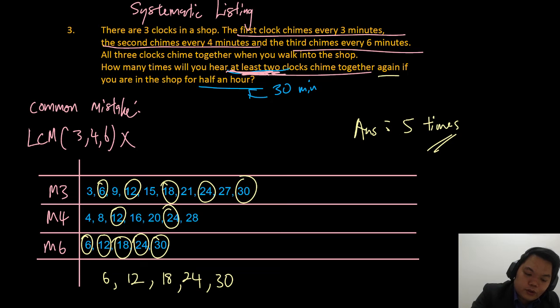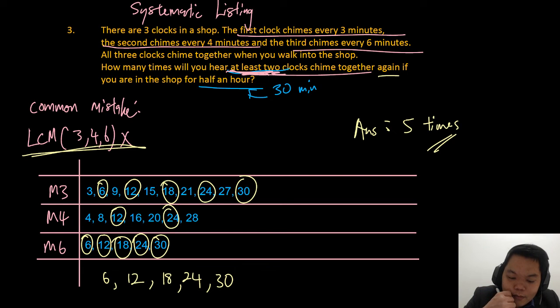Okay, if you use the lowest common multiple, you're going to probably get the wrong answer, because that will be all 3 chiming at the same time. Yes, so the answer here is going to be 5. How did you get 6? Okay, how about the statement?